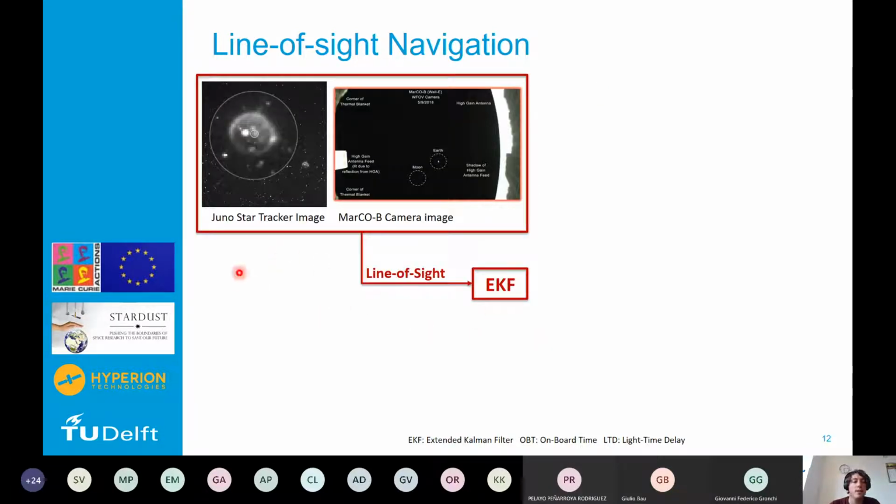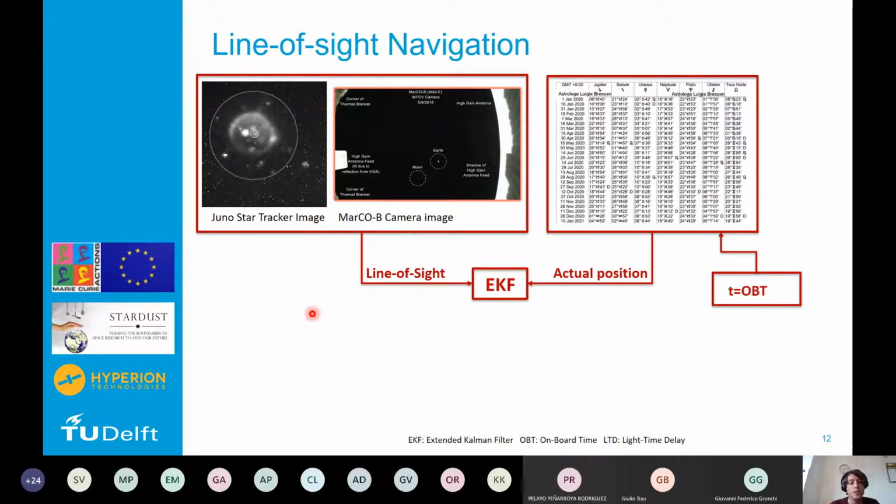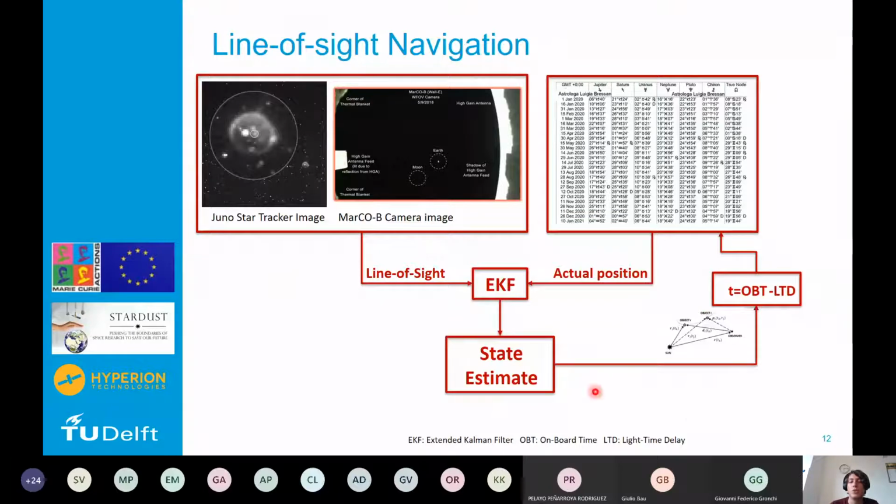Basically, the filter is fed by the line of sight direction of visible bodies, which can be retrieved by star tracker images or camera images. In my particular case, I want to stress the use of star trackers because they are always carried on board by satellites in general for attitude determination purposes. Together with the line of sight of the body, it is important to feed the navigation filter with the actual position from their ephemerides, so it is important to store on board the ephemerides of the body. And then it is possible to estimate the state, an estimation that has to be iterated because of the light time delay and the light aberration.